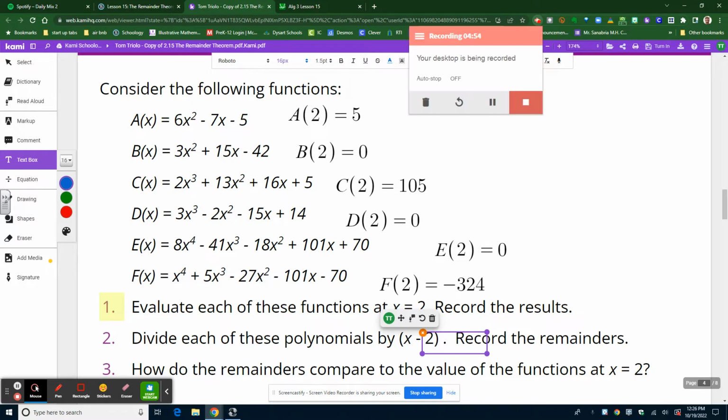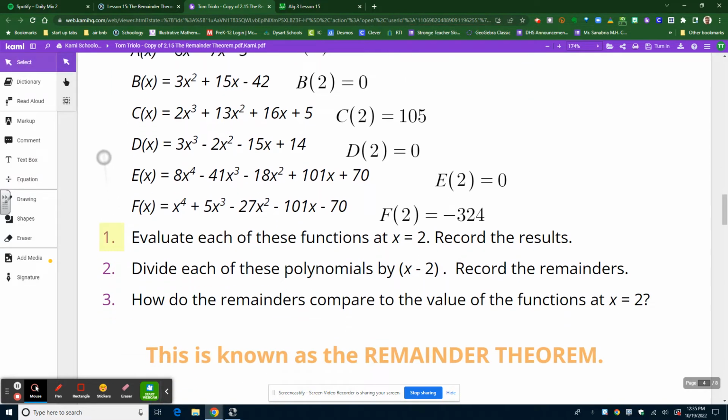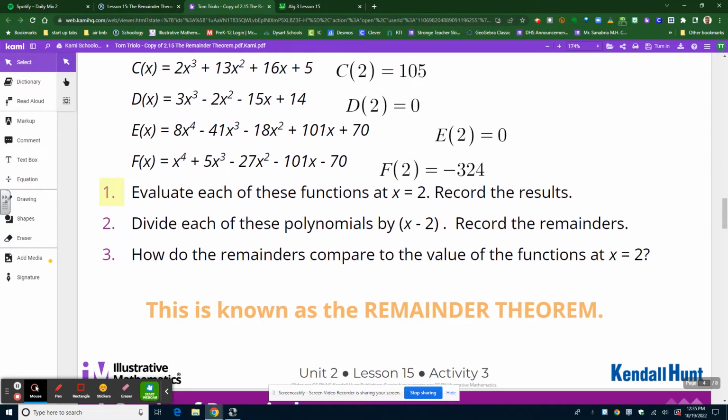Wait, I only know how to do the long. You did number 2 and you found the remainders. What did you notice about the remainders? They were the same as the values of the polynomial. That is called the remainder theorem.